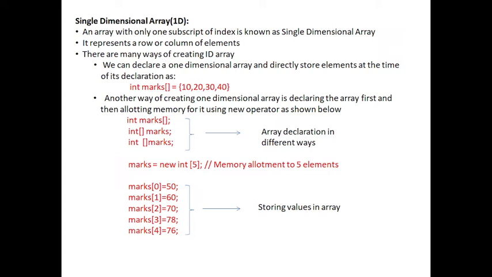Next one, memory allotment is done here. Next, only declaration, memory allotment, and then storing values. It means what? This array has the capacity of storing 5 elements, no? So this array has indexes. We know the array is index based. Index starts from 0, right?